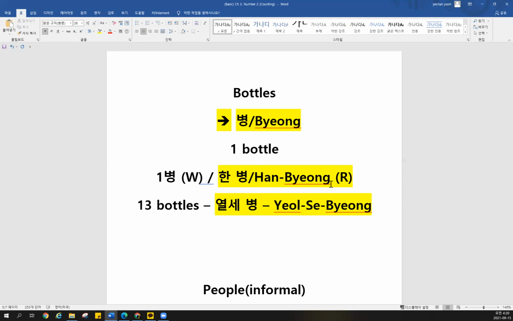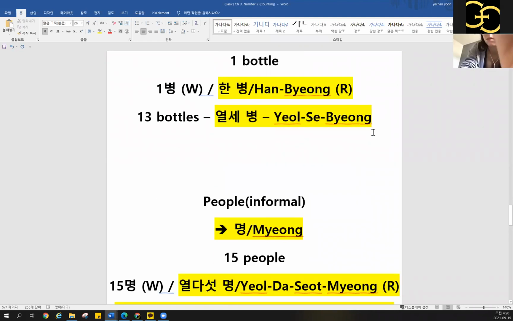Okay. How about 13 bottles? 13 changing with the native Korean pronunciation, the native Korean format is 10 and 3. So 13병, no, 13병, 13병. How you write it down and how you read it is just a number and the 병. That's all. Okay. So far so good until here, right? Okay, let's go to the next one then.